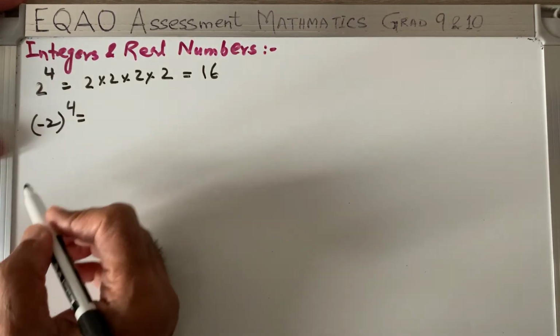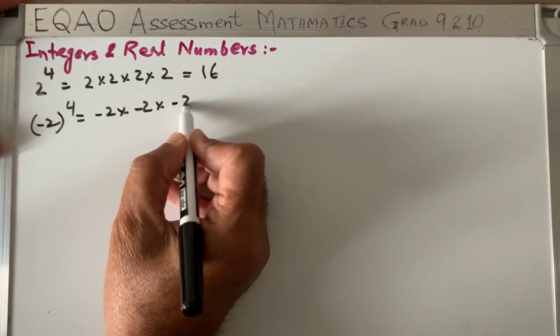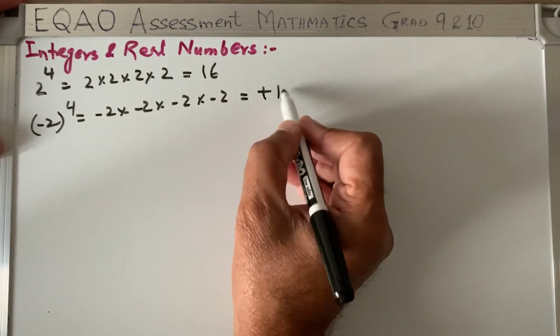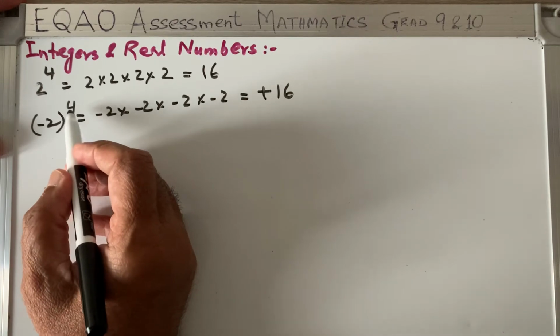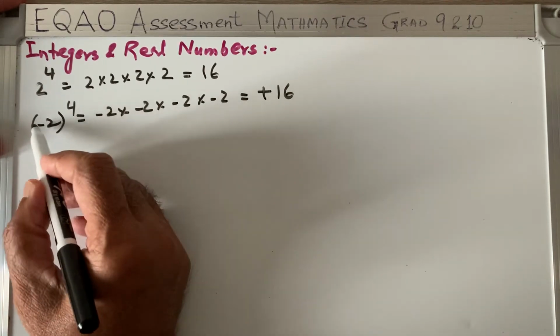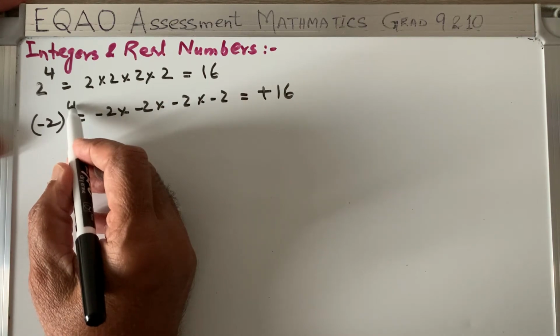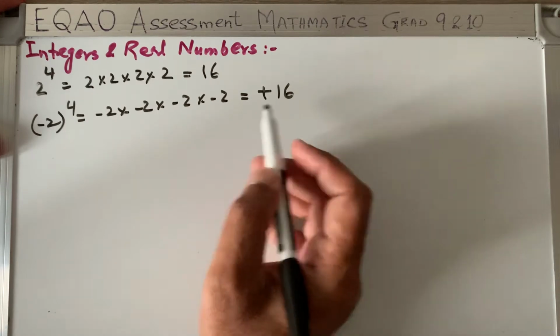Second question, minus 2 to the power 4. That means minus 2 times minus 2 times minus 2 times minus 2, which comes plus 16, right? Because we learned in the previous lectures that if a negative sign is raised to an even power, it turns out positive, right? And 2 to the power 4 is 16.